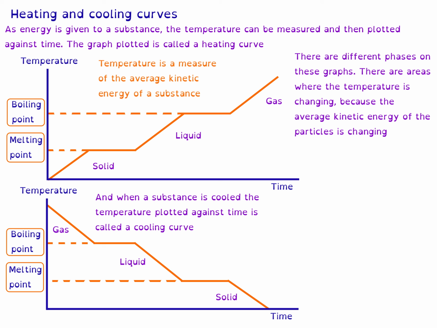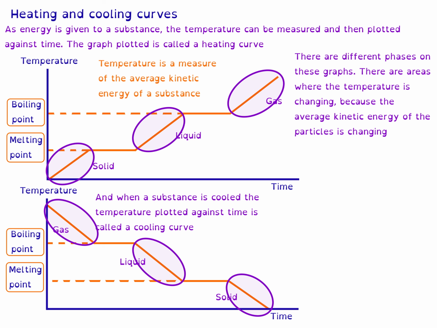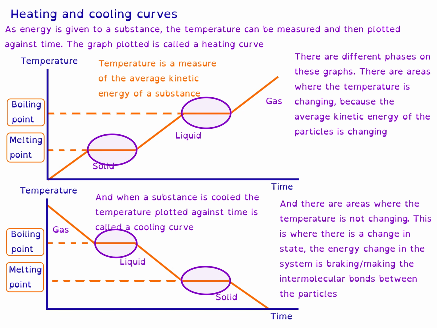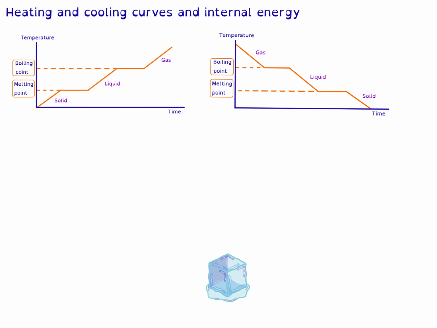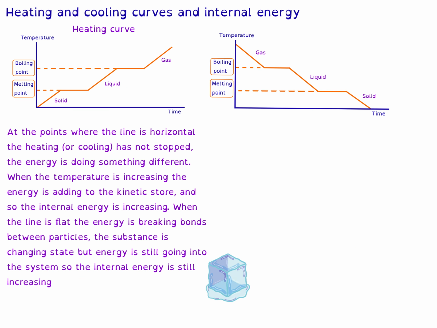There are areas where the temperature is changing because the average kinetic energy of the particles is changing. And there are areas where the temperature is not changing. This is where there is a change in state. The energy change in the system is breaking or making the intermolecular bonds between the particles. At the points where the line is horizontal, the heating has not stopped. The energy is just doing something different.